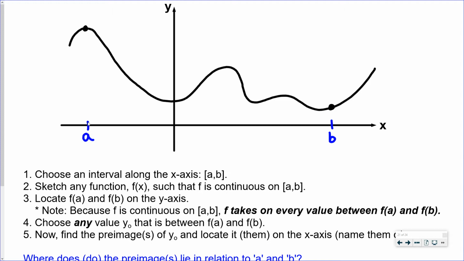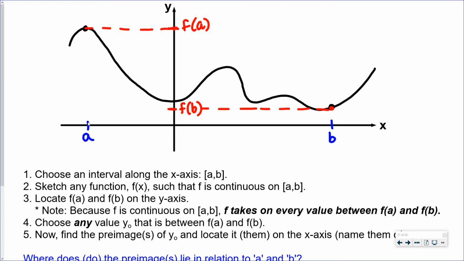Okay, locate f of a and f of b on your y-axis. So that's kind of what we were just doing. If a is here, we trace back to find the output. F of a would be here on my y-axis. If b is here, f of b would be here. Okay, I'm just following these steps here.